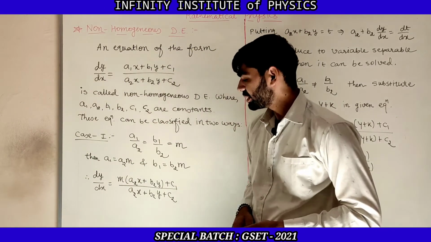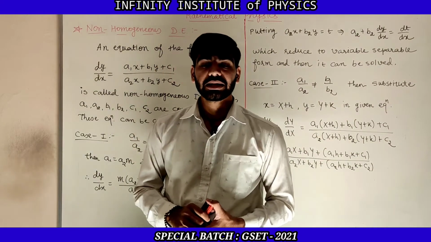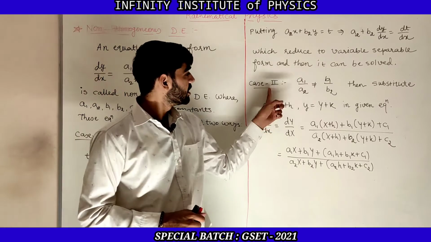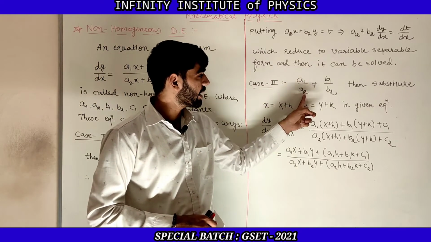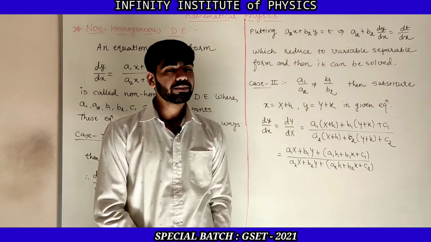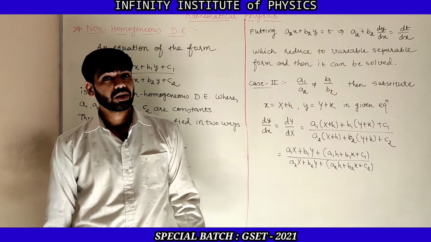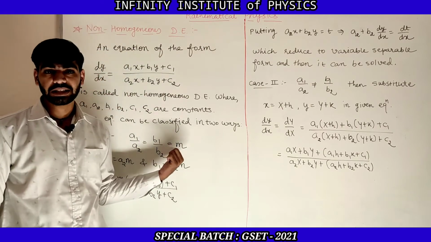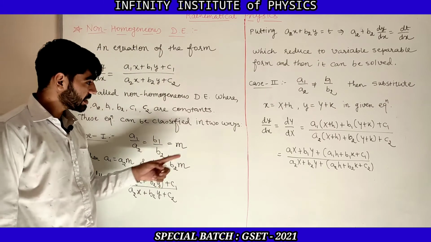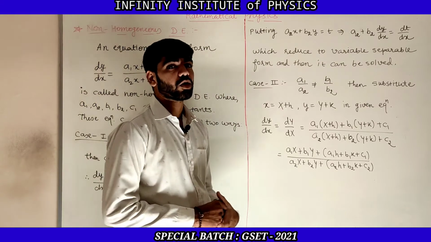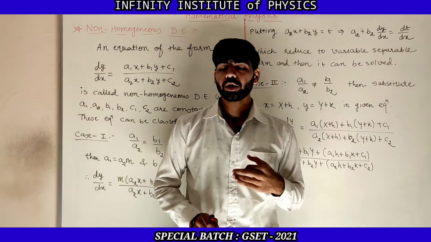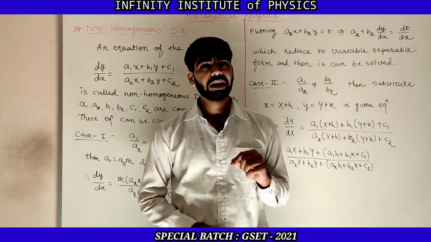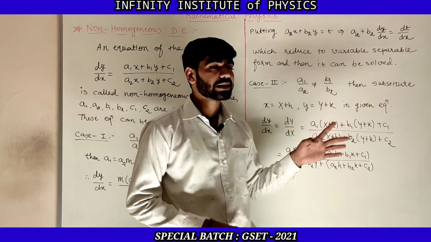So now the second case is that if we don't have the ratio in common, that means case number 2 is that a1 by a2 is not equal to b1 by b2, then how to solve it? That will be a more complicated case compared to case number 1. Why is this more complicated? Because in that case we need to introduce two new variables, capital X and capital Y, corresponding to small x and small y.